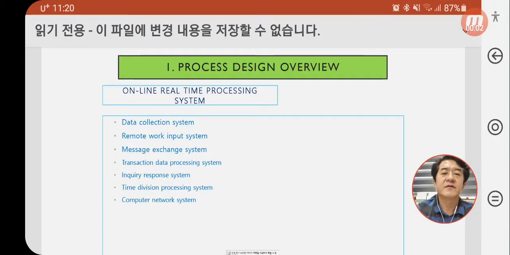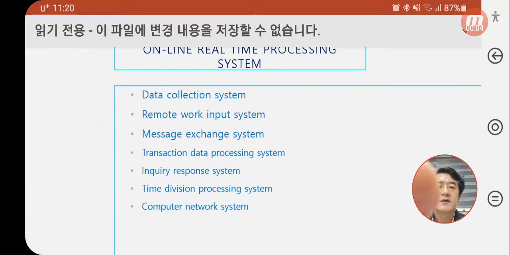Online real-time processing systems include data collection systems, remote work input systems, message exchange systems, transaction data processing systems, inquiry response systems, time division processing systems, and computer network systems. These are the various types of online real-time systems.